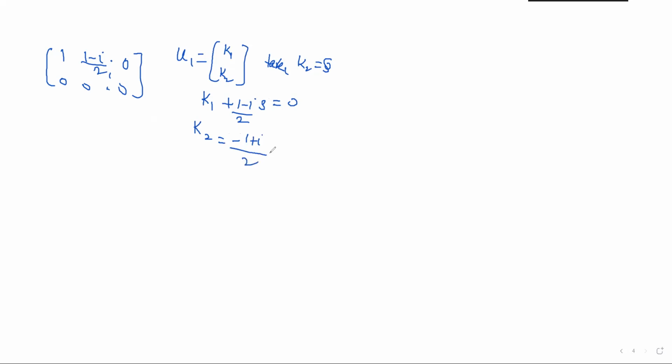So from here, one of the rows is 0. So if my vector is U1, equal to K1, K2, I can take K2 as equal to S. So therefore, K1 plus 1 minus I over 2 S is equal to 0. So K1 will be equal to minus 1 plus I over 2 S. Therefore, U1 will be equal to minus 1 plus I over 2 S, over S.